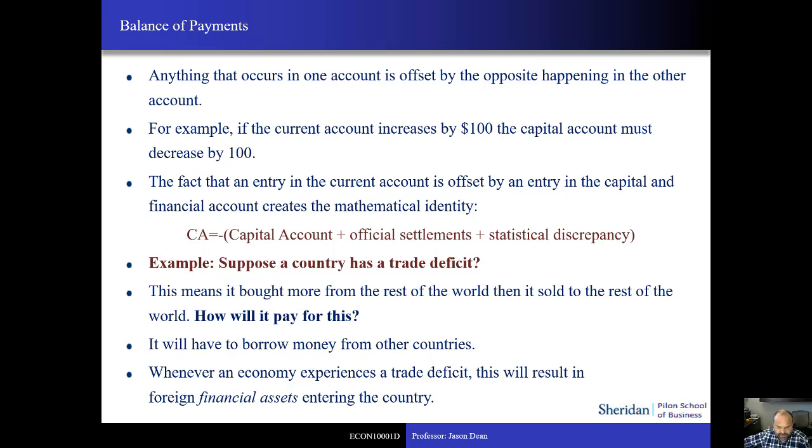Okay, so again, just think about it. We have a total GDP, we have a total income in the country. How could we have bought more from the rest of the world than they sold to us? Well, the only way that could possibly happen is if we borrowed money from the rest of the world, and so that would show up on the capital account as a foreign investment, so money would be coming in.